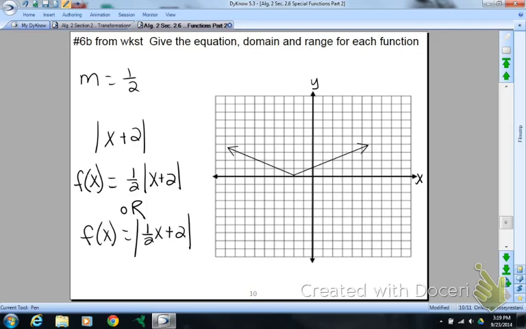And what would the domain be here? Negative infinity to positive infinity. And the range is 0 to infinity.